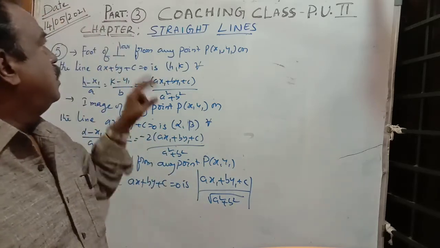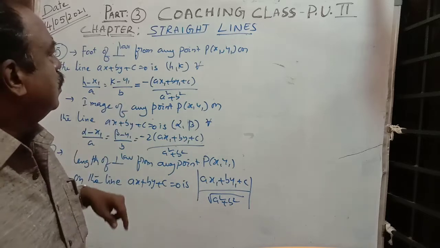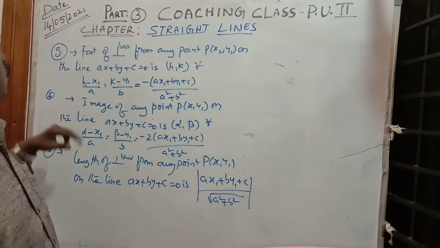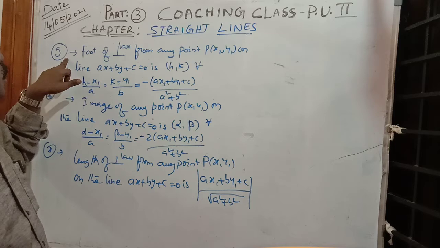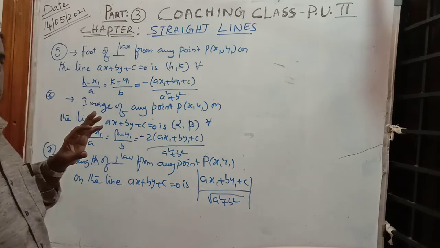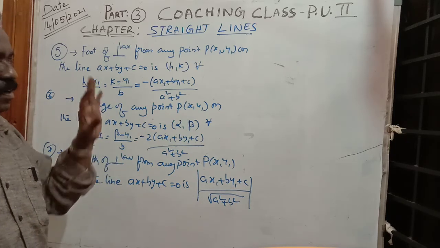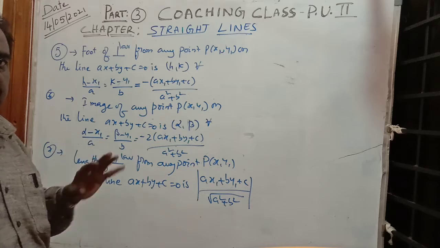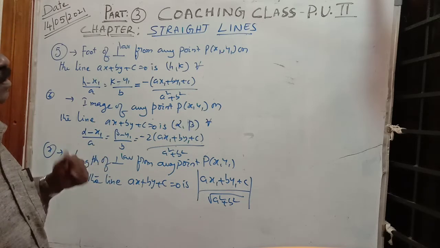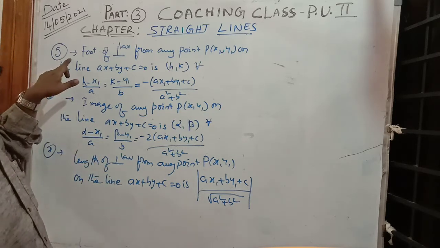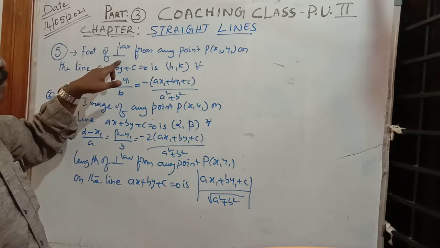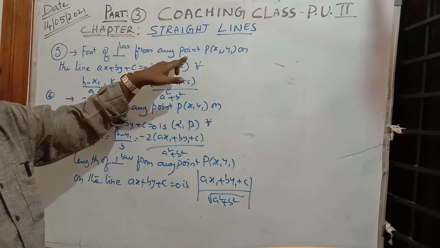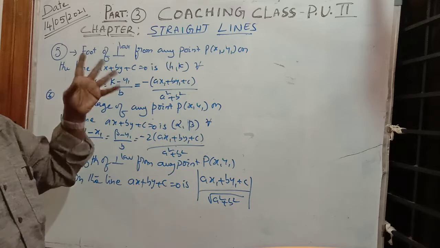This is part 3. In the synopsis, you see Arabic number 5. We discussed the formations of straight lines. All straight lines, the different types of equations, are over. Now, the foot of the perpendicular from any point on any line.